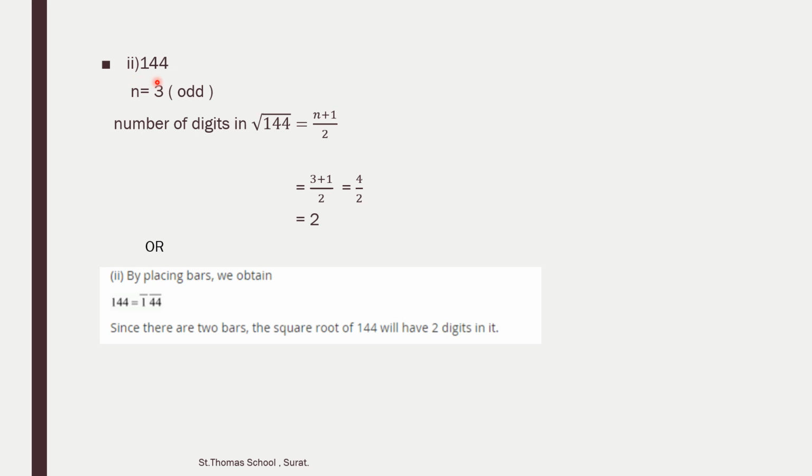Second one, 144. Here how many digits? 3. 1, 2, 3. So n is equal to 3. Now you have to check whether it is odd or even. 3 is an odd number. Number of digits in the square root of 144 is equal to, if n is odd, then what is the formula? (n plus 1) by 2. So n is equal to 3. So (3 plus 1) by 2. 3 plus 1, that is 4. 4 by 2, the answer is 2.